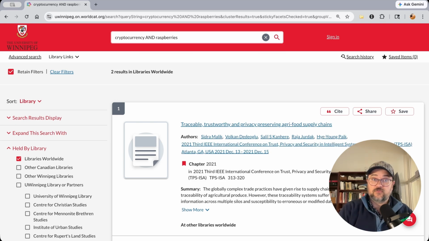We're using the same strategy here, using the word "and," cryptocurrency and some other concept. But when it was a concept that was near to cryptocurrency, we got a lot of results. And when it's a concept that's distant from cryptocurrency, we get very few results or potentially zero. So in this case, we got 2.